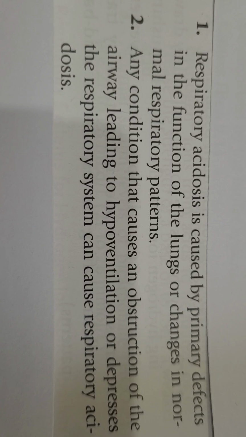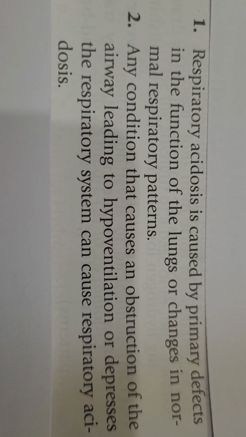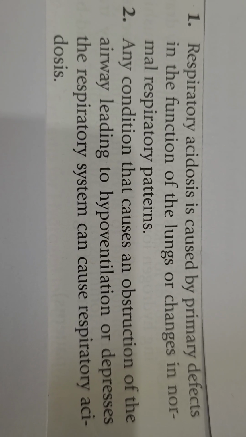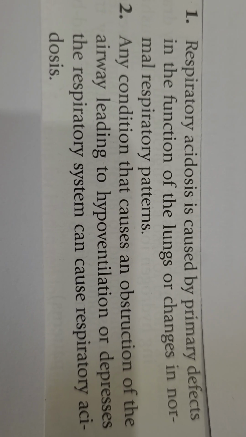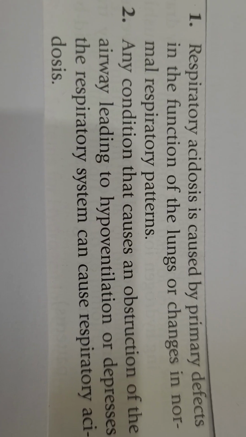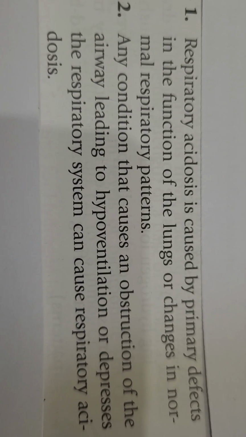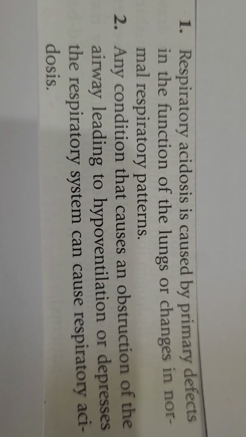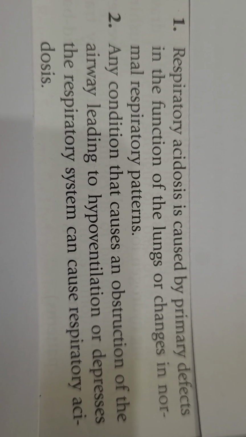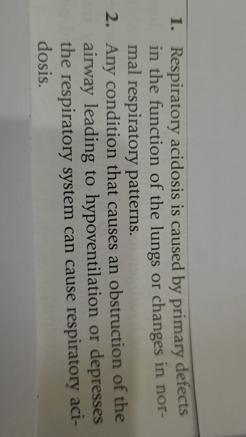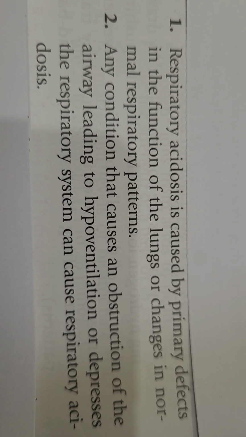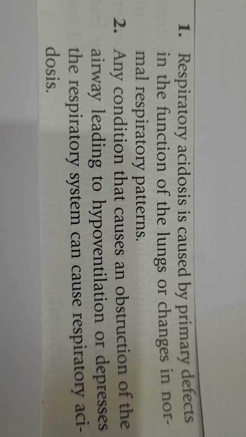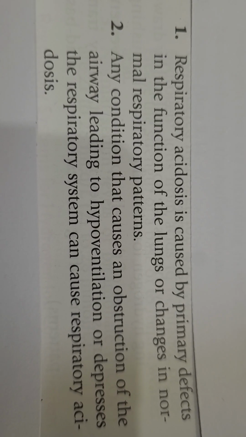So, today my topic is respiratory acidosis. What is respiratory acidosis? Actually, respiratory acidosis is caused by a primary defect in the function of the lungs or changes in normal respiratory patterns. Like for example, normally our lungs are functioning, but in respiratory acidosis there is a defect in the function of the lungs and there is a change in the respiratory pattern. So respiratory acidosis is all related to the respiratory system.